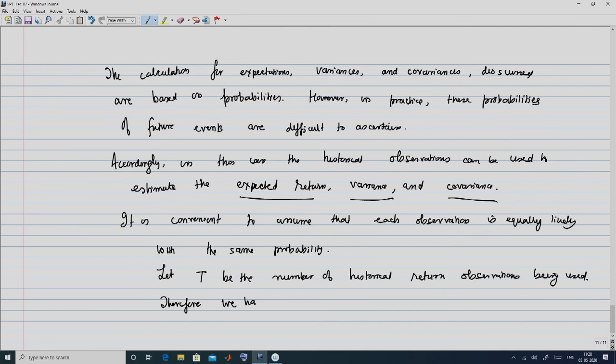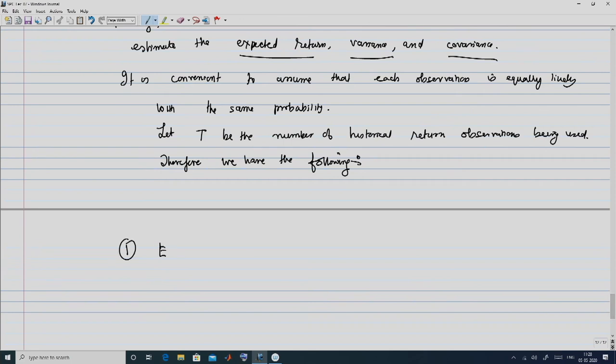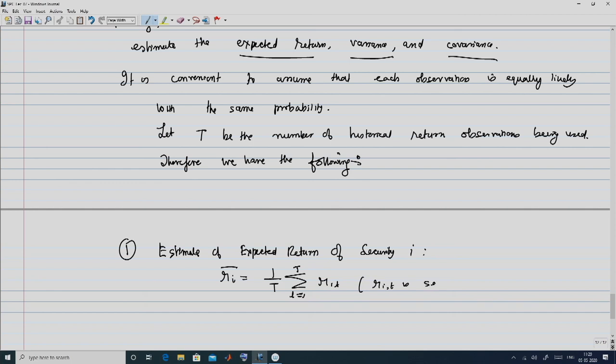So, accordingly, we have the following 3 things, or actually 4 things. The first one is the estimate of expected return of security i, which I will denote by R_i bar, and this will be 1 over T summation t is equal to 1 to capital T of R_it, where R_it is security i's rate of return at time small t.